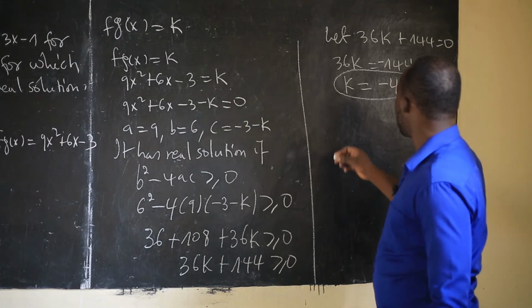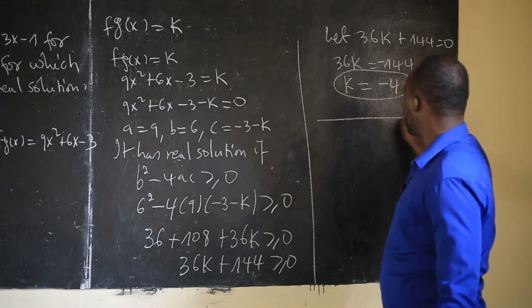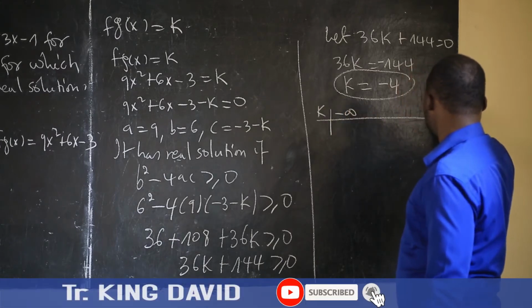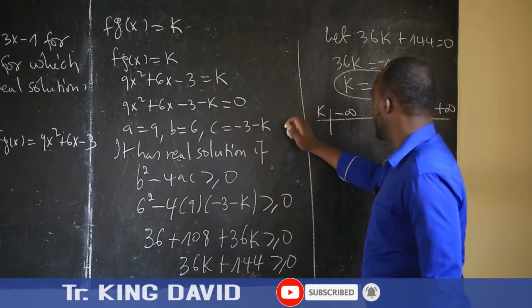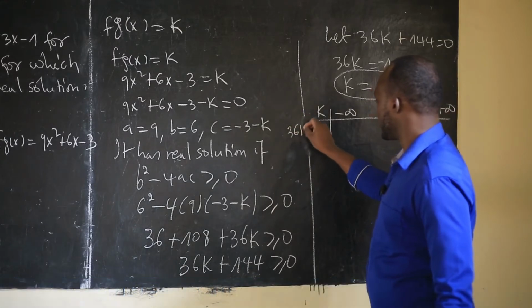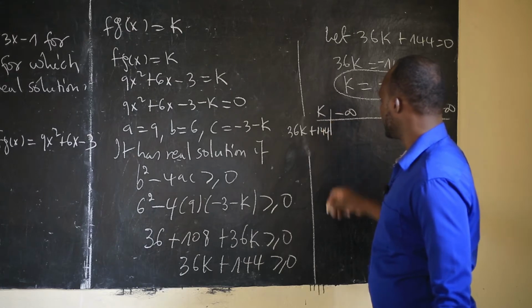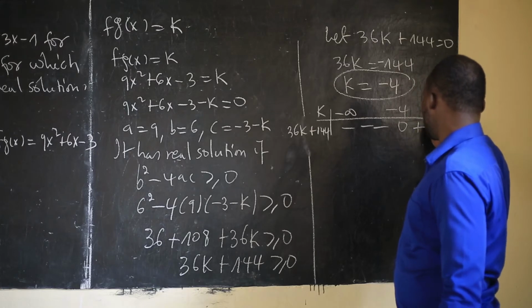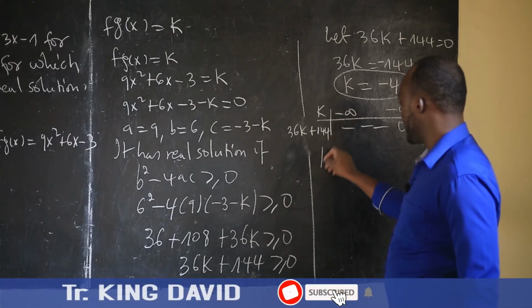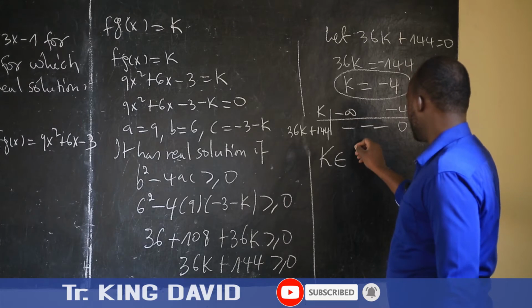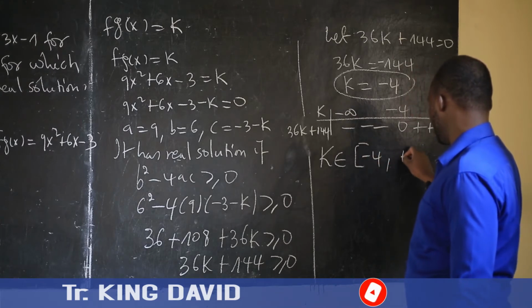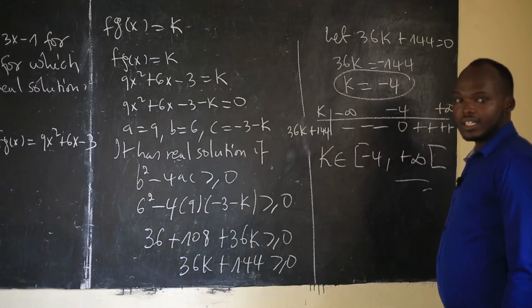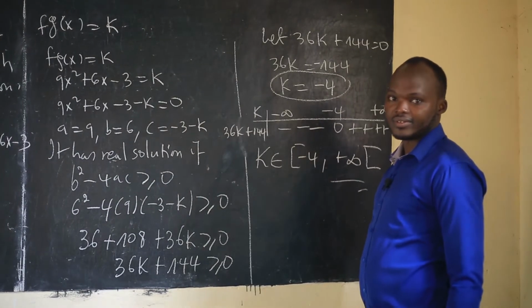We start the sign. If we start the sign, it will be from k, from negative infinity to positive infinity. We have 36k plus 144. This is negative 4, 0. It will be negative here and positive here. So k will be a member from negative 4 included to positive infinity. I hope you don't have any question there. So let us go directly to inverse of the function.